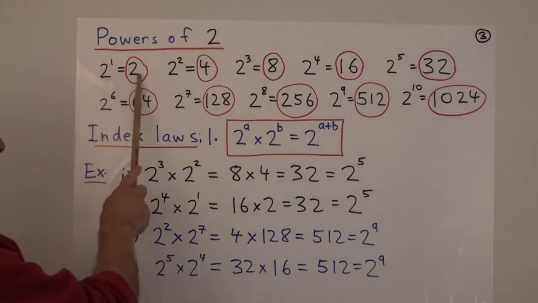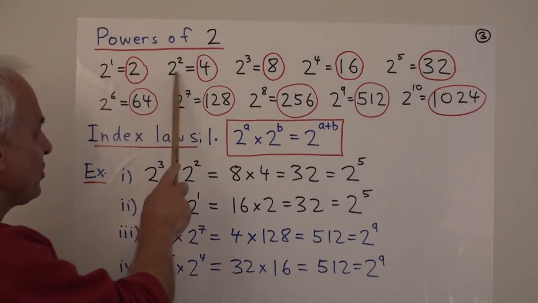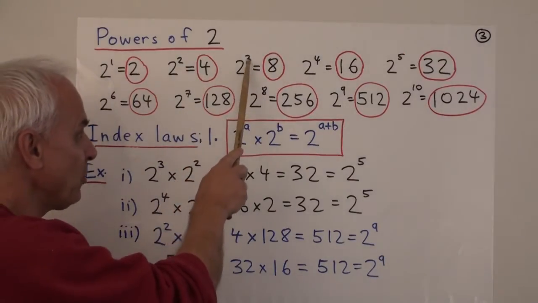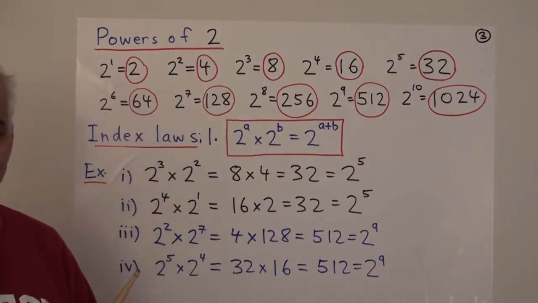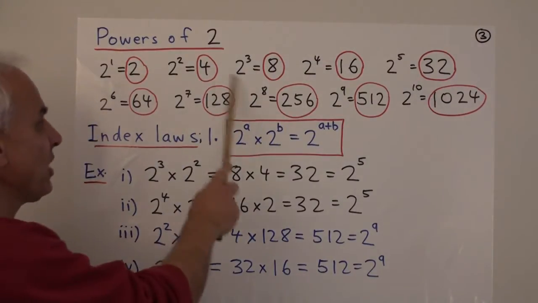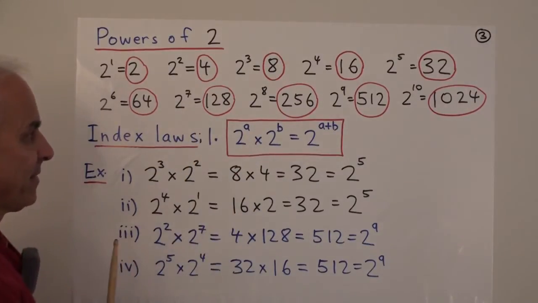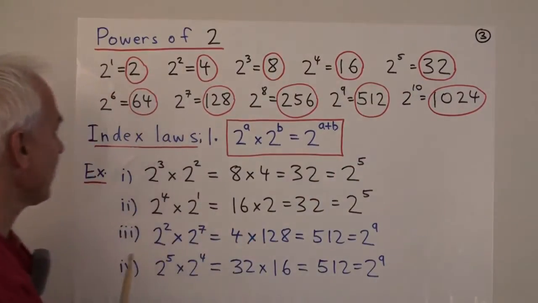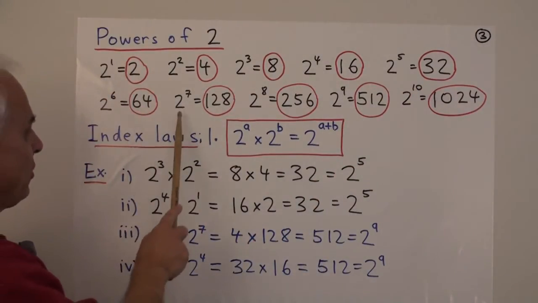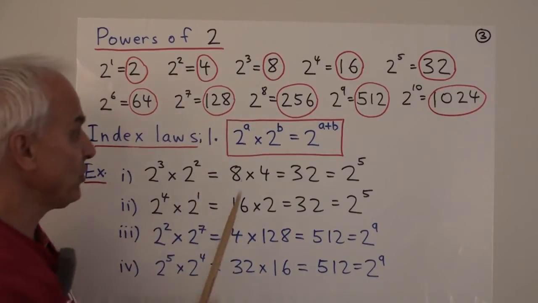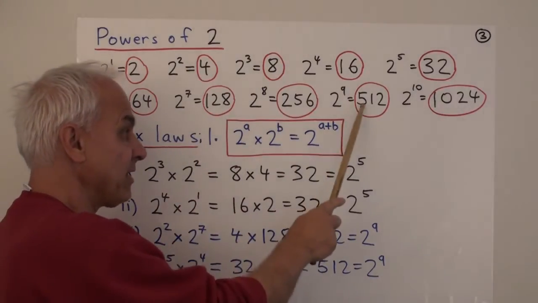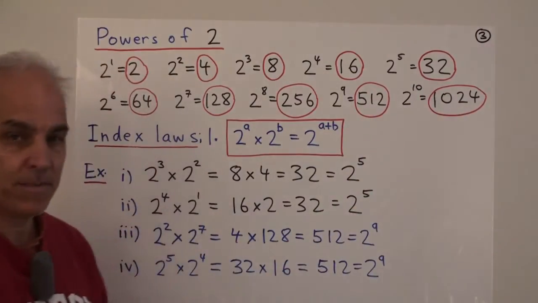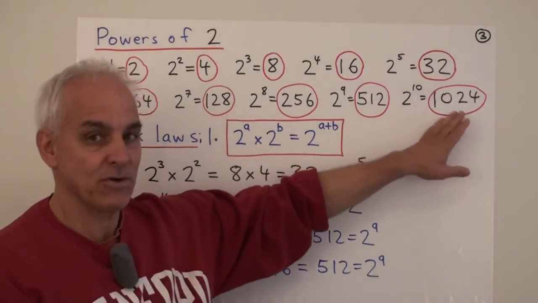2 to the 1 is the same as 2. 2 squared means 2 times 2, which is 4. 2 cubed, or 2 to the 3, means 2 times 2 times 2, which is 2 times the previous one, or 8. Then 2 to the 4th is 16. 2 to the 5th is 32. 2 to the 6th is 64. 2 to the 7th is 128. 2 to the 8th is 256. 2 to the 9th is 512. And 2 to the 10 is 1024. So 2 to the 10 is pretty close to 1,000.